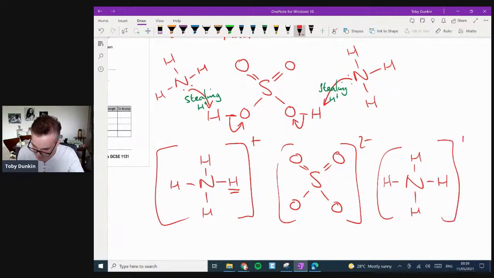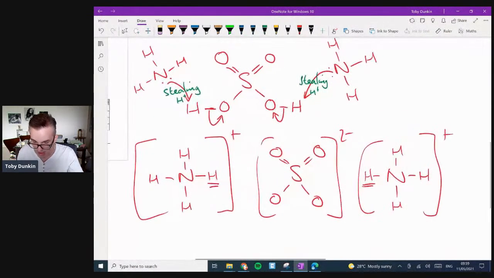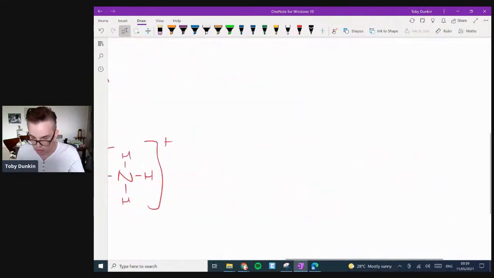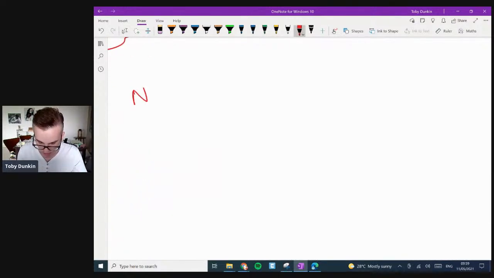I always think there's lovely detail here, and this is the H it stole. Technically, each of these oxygens down here are negative, and hence that gives the 2 minus charge. It's nice to look at things in terms of actual proton transfer. So this is a neutralization.